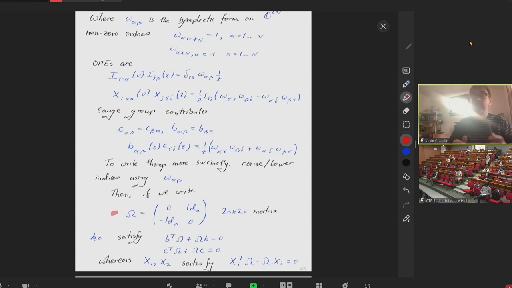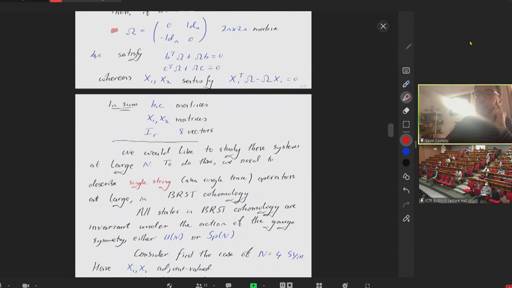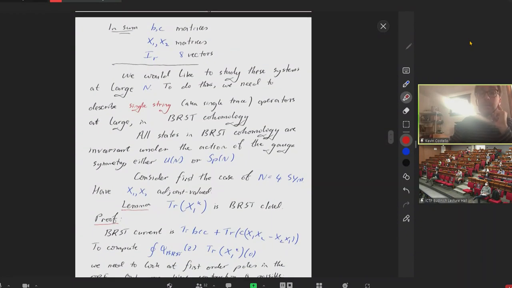So in sum, the field content of this model consists of B and C, matrices with some symmetry properties, X1 and X2, matrices with other symmetry properties, and 8 vectors. I won't give the details of why this model is also anomaly-free. It's a little exercise in algebra to check that twice the trace in the adjoint is equal to the trace in the matter.